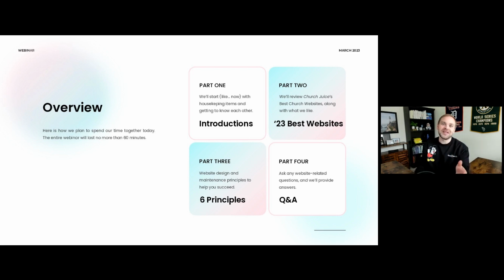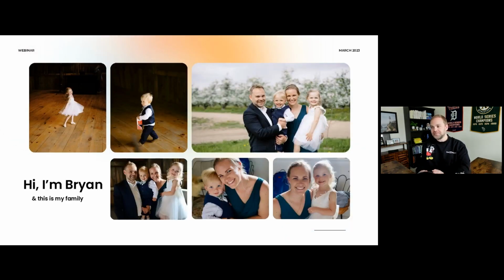I appreciate you taking time out of your day today to hear from me, to learn about websites a little bit more. So let me very briefly introduce myself. If we haven't met before, my name's Brian. I am the producer of Church Juice. Here on this slide, you can see my 2 kids and my wife. We live in Michigan, and we are just enjoying life right now. I have a 5-year-old and a 2-year-old, so things are crazy, and I'm sure they will only get crazier as my kids grow up.